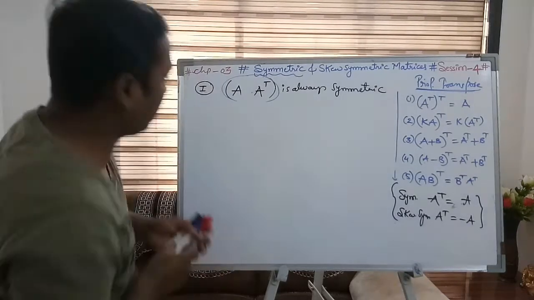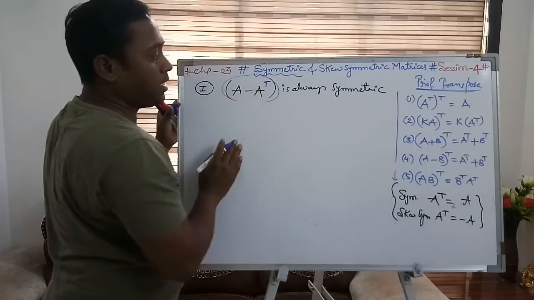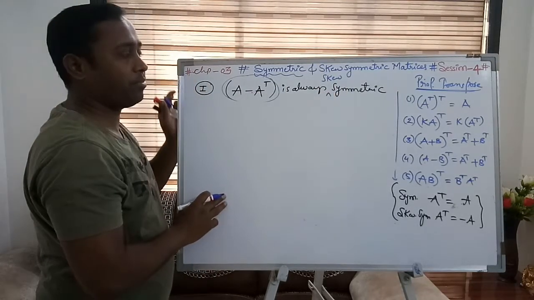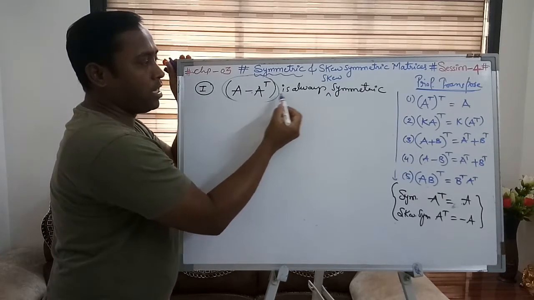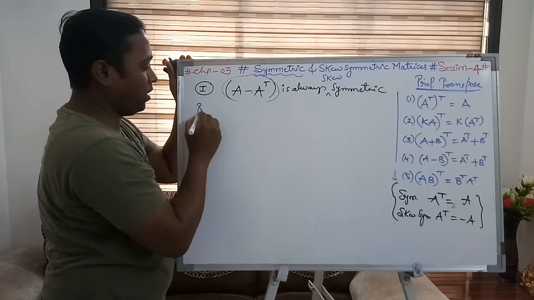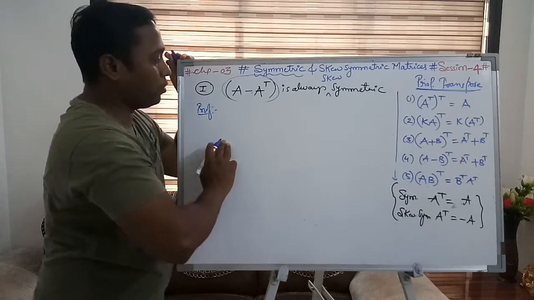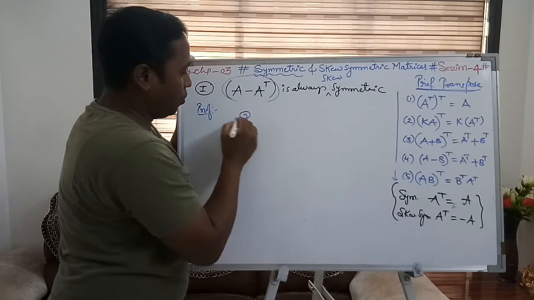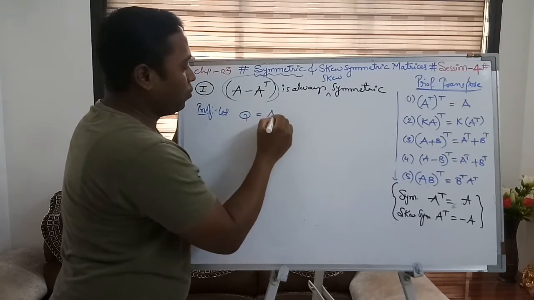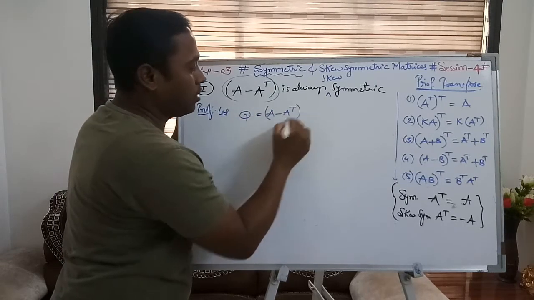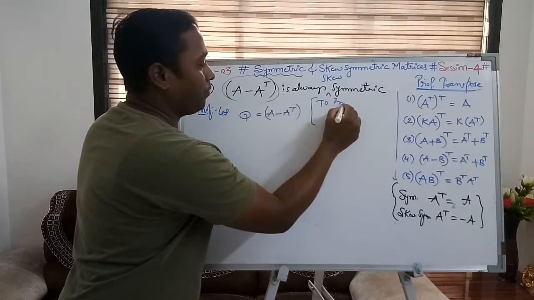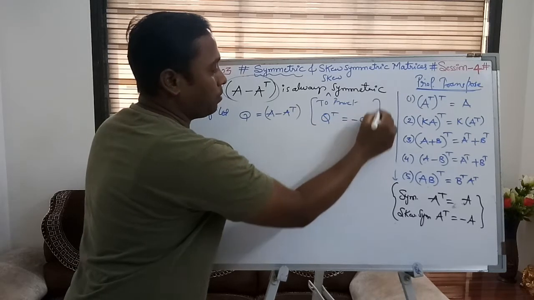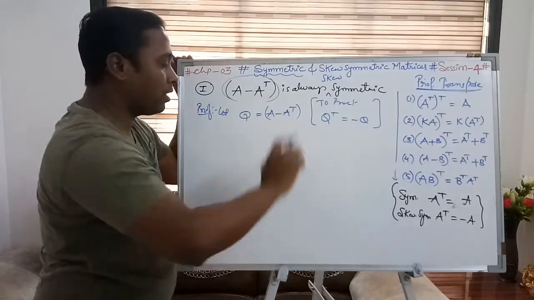Now the difference. You are talking about the difference. A minus A transpose is always skew symmetric. I repeat, A minus A transpose is always skew symmetric. Now how can I prove it in the same manner? It's so simple to prove. I'll assume this operation as Q. So let Q be equal to A minus A transpose. So what do we have to prove then? We have to prove Q dash is equal to minus Q. Then you can say this operation is skew symmetric.